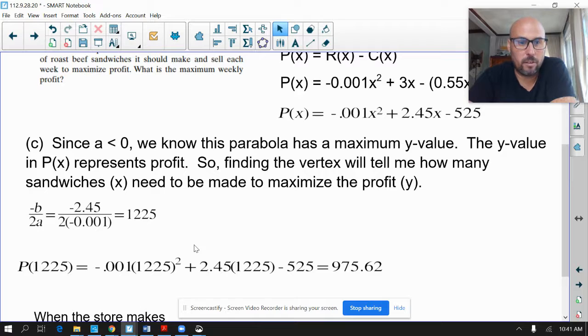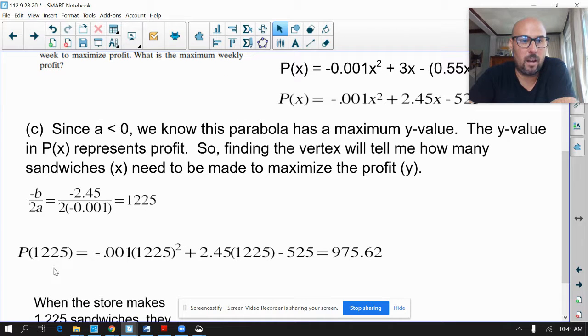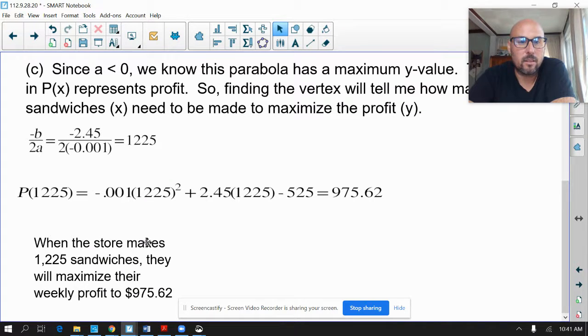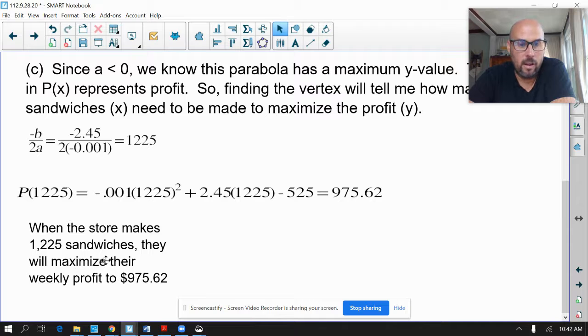What is that profit? Plug in 1225 into the profit function. The profit function tells you the profit if you know how many sandwiches there are. So we know that there are 1,225 sandwiches. That will tell me the maximum profit, $975.62. So this is the final answer, this sentence. And all the work above it supports it.